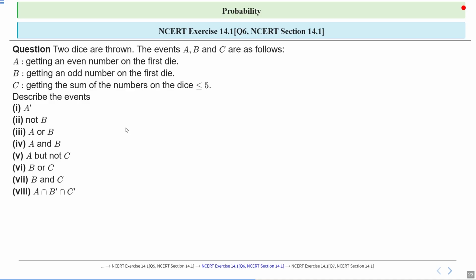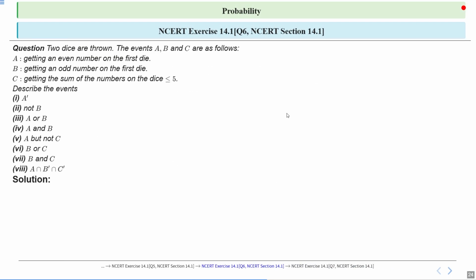So students, first of all, try it yourself. You have 40 seconds to try to solve this question, and then we will solve it. Okay students, now we will solve this question.